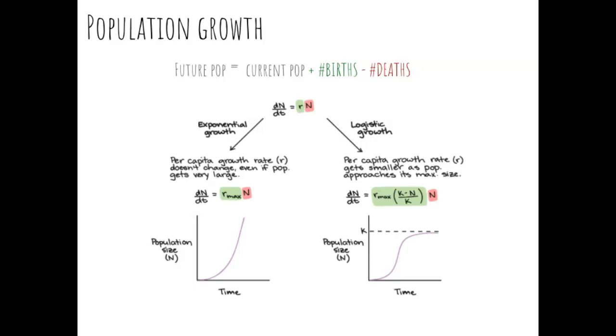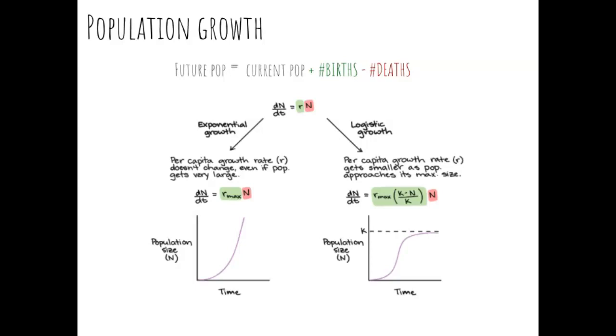So within population growth, there are two basic models for the way that a population can change. The first one is exponential growth, and this is where the per capita growth rate, or little r, doesn't change even if the population gets very large. So your change in the population over time is the maximum rate of change times the population size. And if we look at it graphically, it looks like a J-shaped curve.